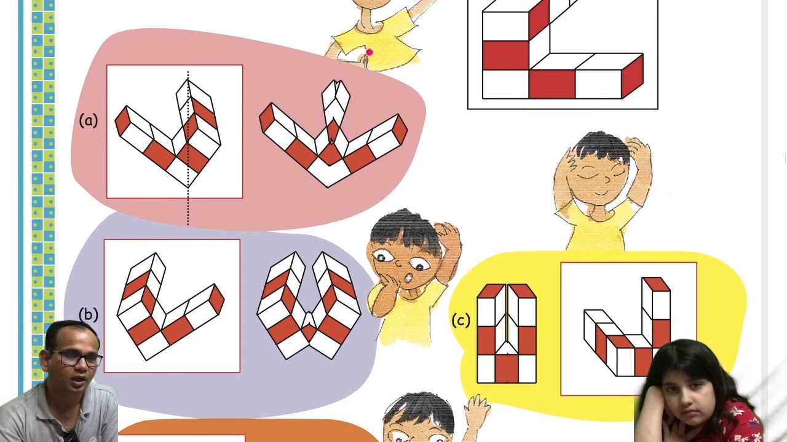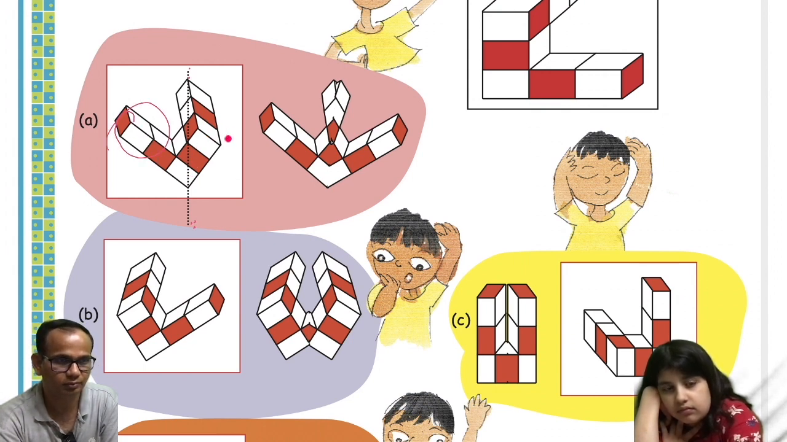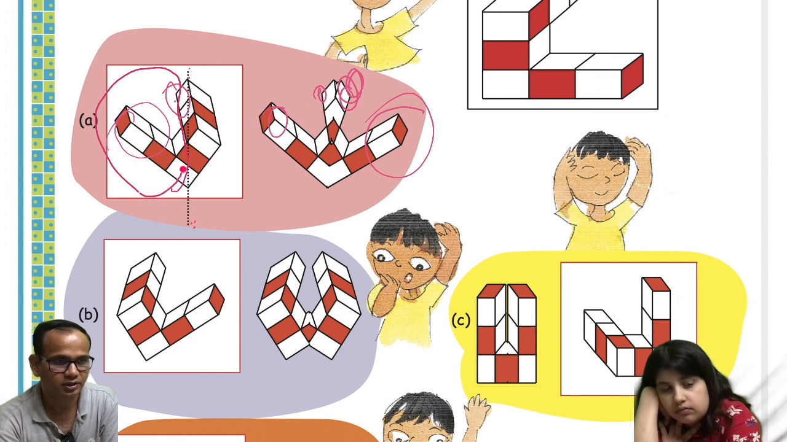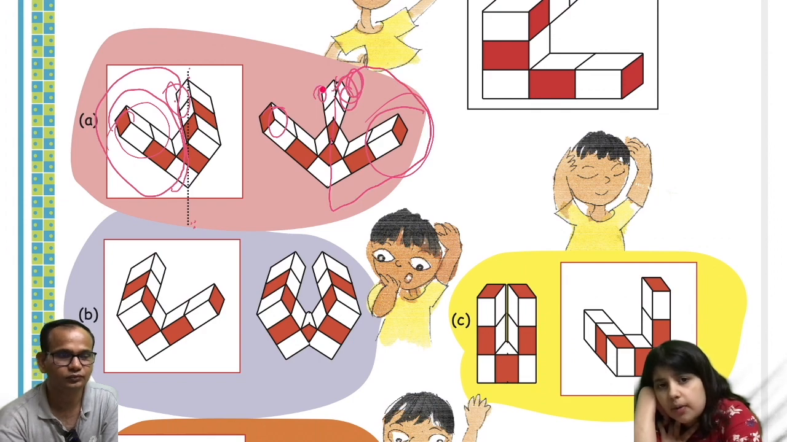Just see here. This is the dotted line. If we keep the mirror on the dotted line, this section will be visible in the mirror and it will look like this. Similarly, this section will be visible here. So in the mirror, this section will be visible. So that's how it is done, like this. Okay, I understood, Papa.